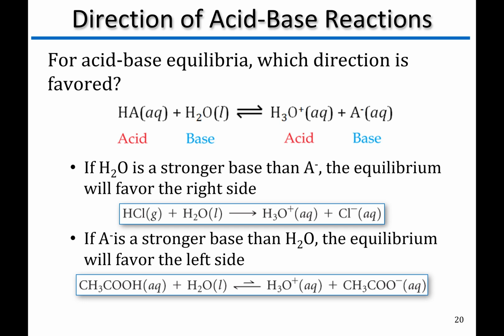Okay, so in acid-base equilibria, which direction is favored? Here I have HA plus H2O gives me H3O+ and A minus. If H2O is a stronger base than A minus, it will favor the right side, the forward direction. If A minus is a stronger base than H2O, the equilibrium will favor the left side. In other words, it will steal this proton, so we favor the reverse direction.